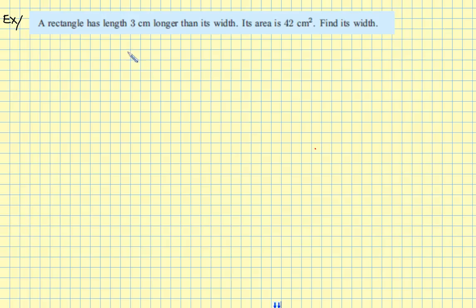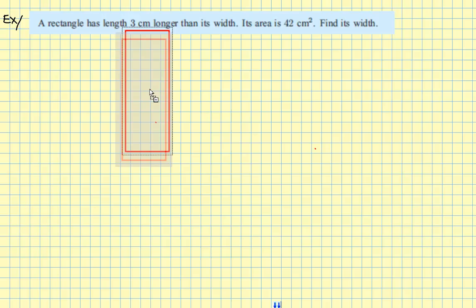A rectangle has a length 3 centimeters longer than its width, and its area is 42 centimeters squared. So let's get our rectangle. Our rectangle is here, and it says that it has a length that's 3 centimeters longer than its width. So if its width is x, I think I drew this rectangle upside down. Let's see if we can fix it. I think we can. There we go. And ta-da, we got it. Okay, so we'll just bring it further down.